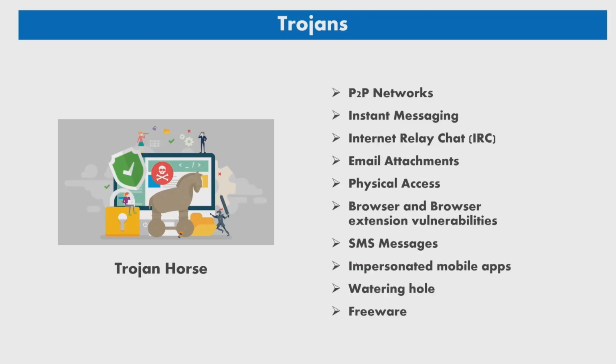Even after a hacker has created a Trojan, it must still spread it. It is a lot easier now than it used to be because of the internet. Malware can be spread in a variety of ways, including the following: P2P networks, instant messaging, IRC, right? If you lived in the 90s, you know this. Email attachments, physical access, browser and browser extension vulnerabilities, SMS messages, impersonated mobile apps, watering hole, and freeware.